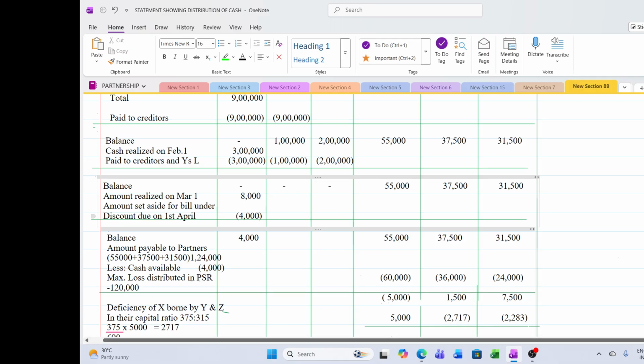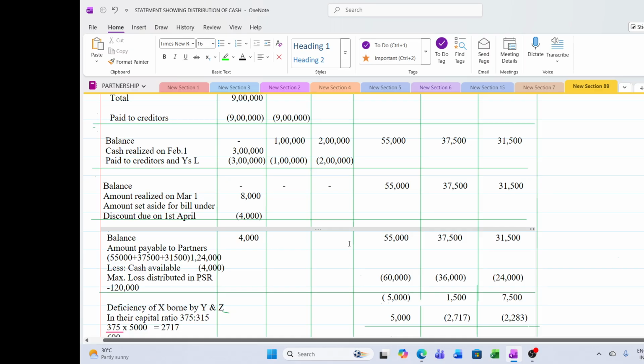So 4,000 is kept aside. Now only the available cash is 4,000. This has to be given to these three partners. To whom it should be given, we do not know. So the method we are following is the maximum loss method.